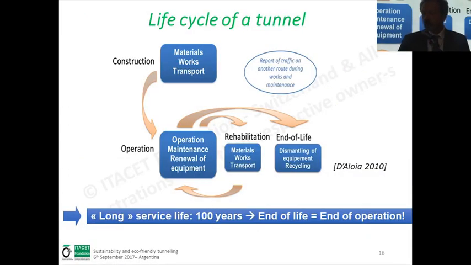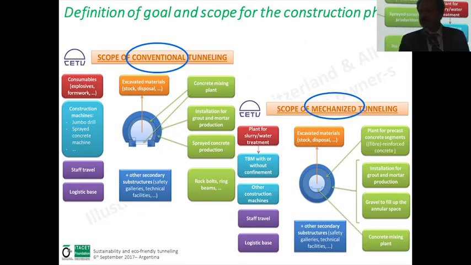We consider the whole life cycle of a tunnel, all the phases. In the case I will show you, I will not consider all of them. To illustrate, I take 1 or 2 items, and it's easier to explain. In this case, for example, there is a breakdown for all the different elements you have to consider according to conventional tunneling or mechanized tunneling.